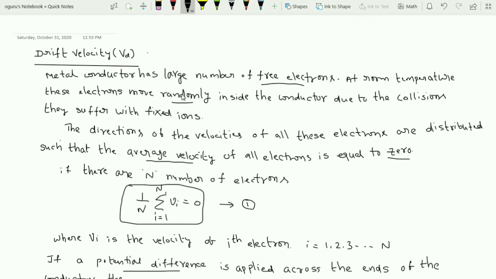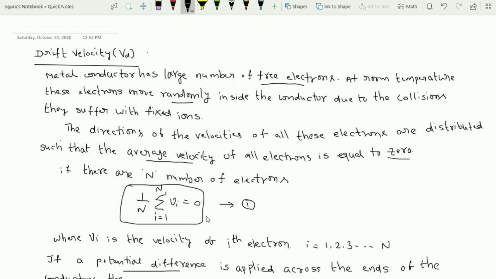That means they do not have any preferred directions of velocities, and the directions of the velocities of all the electrons are distributed such that the average velocity of all the electrons is equal to 0. So let us consider there are capital N number of electrons. Now the average velocity can be taken by this equation: 1 by N summation i equals 1 to N of Vi is equal to 0. In this equation, Vi is the velocity of the ith electron, where i is 1, 2, 3 and so on up to N.